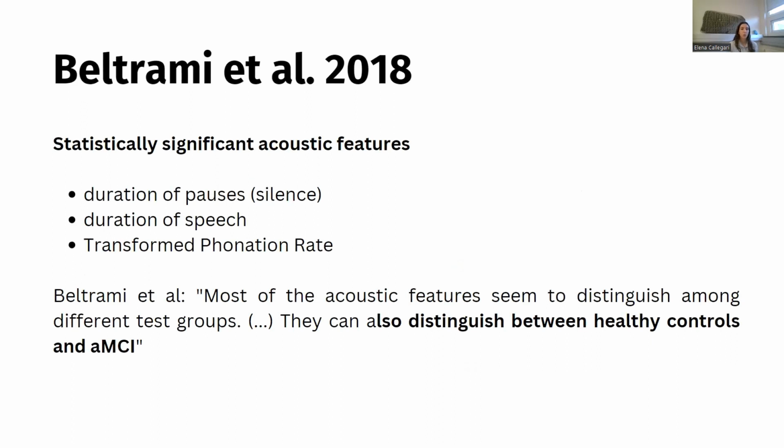They found, when it comes to acoustic features, that the features that were statistically significant were the duration of pauses, so how long the total amount of silence was essentially in a conversation, the duration of speech in general, and transformed phonation rate, which is a measure that correlates pauses versus all the things that are said in a specific amount of time. The conclusion that Beltrami et al. made is that in general, most of the acoustic features that they looked at were quite significant in determining if somebody was a healthy control or not, which makes acoustic features quite promising in detecting early Alzheimer's disease.